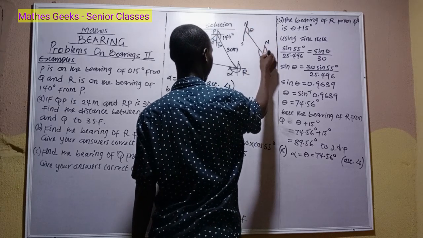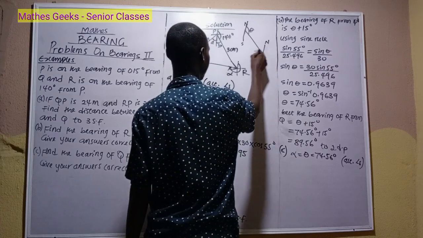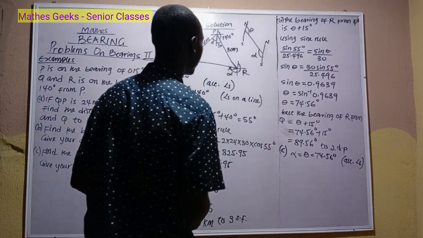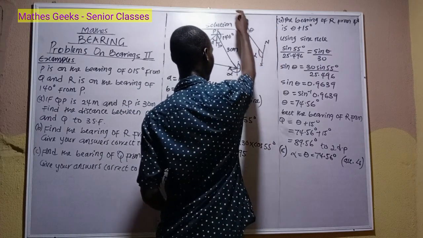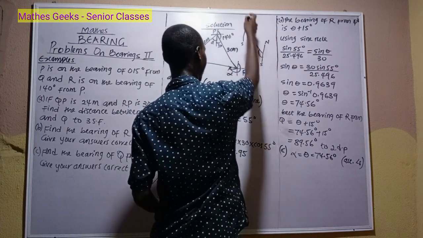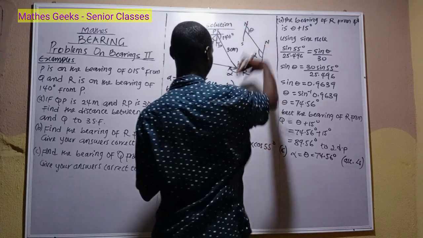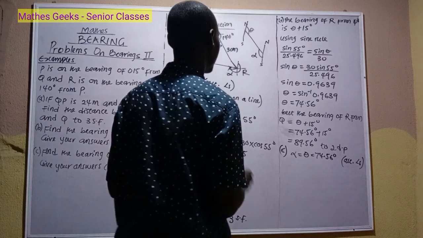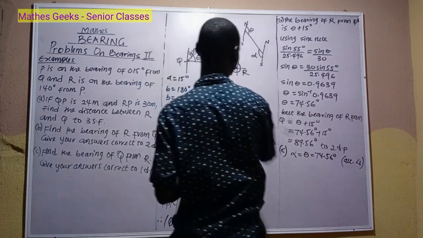Remember, it's not like this. It's from the south to the line, so this is alpha. So if you take this to be a transversal, and if you take this to be parallel lines, and this to be a transversal, so both angles are within the parallel lines, and one is on the other side, the other is on this side. So that fulfills the condition for alternate angles. So theta is alternate to alpha.